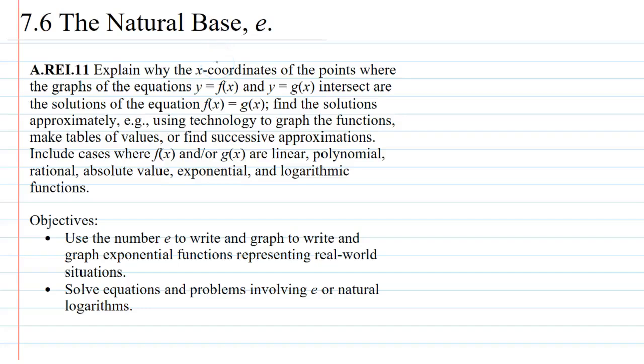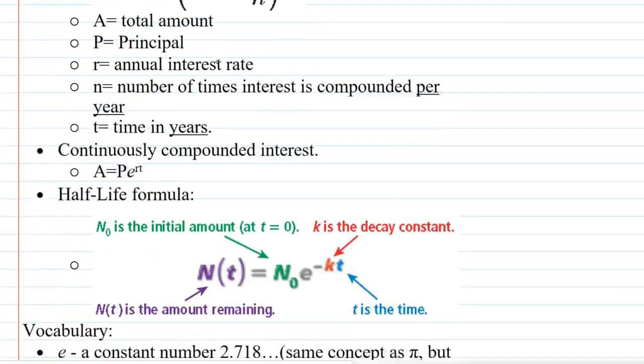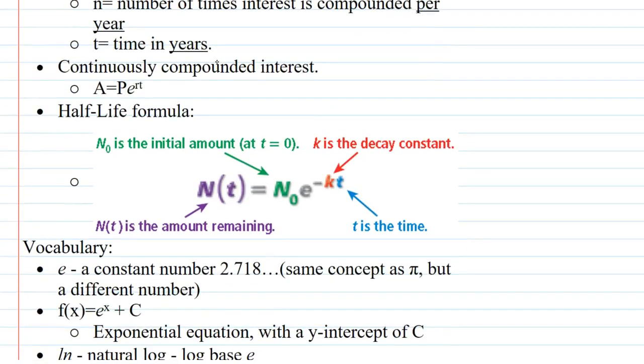Today we're going to cover natural logs and the natural base e. If you remember from before, we had several important formulas. One of them was the compound interest formula. Another one was the continuously compounded interest formula, A equals P e to the power of RT. So today we're going to talk more about that e.